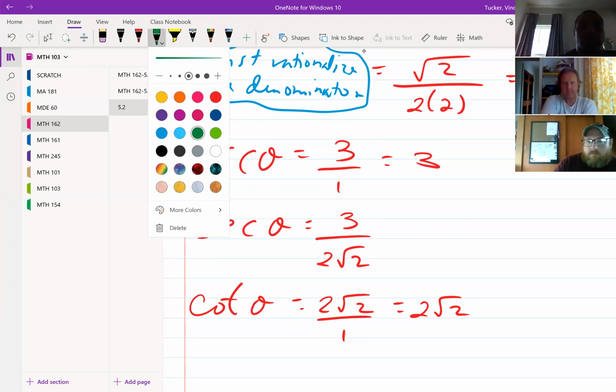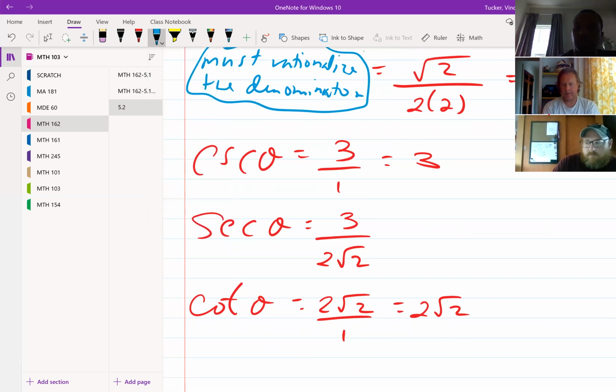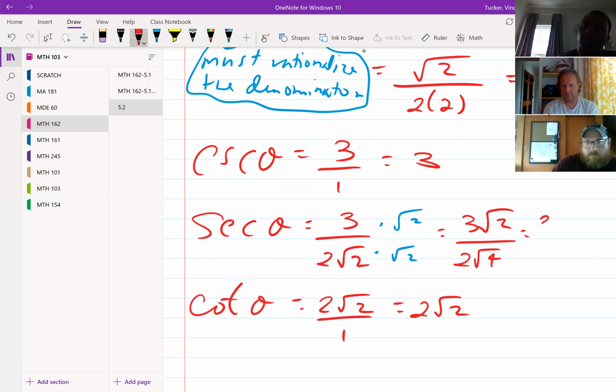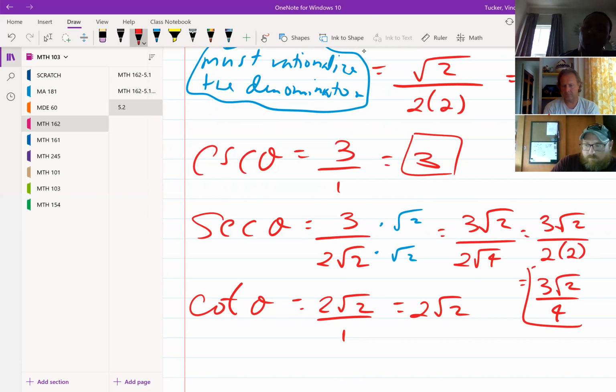And so go ahead and finish off secant. Multiply top and bottom by the square root of 2. 3 square root of 2 over 2 square root of 4. So those are your other two. I mean, other three, excuse me.